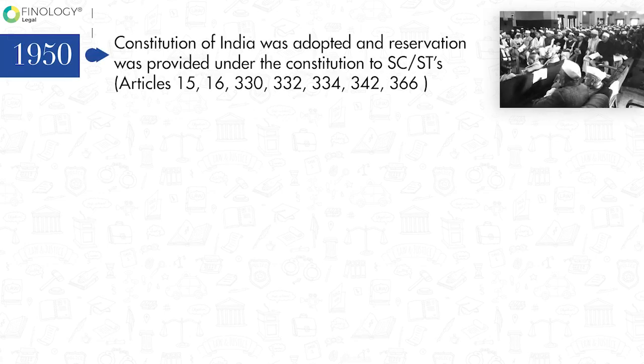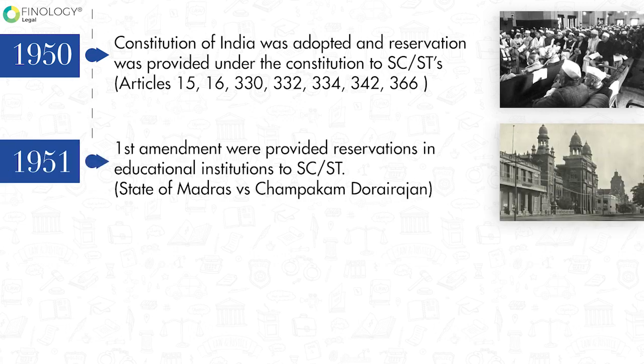Now, to support my contentions, let's start with the timeline of how political parties have supported reservations in India. In 1950, the Constitution of India was adopted and reservation was provided under the Constitution to the scheduled castes and scheduled tribes, as mentioned under Articles 15, 16, 330, 332, 334, 342 and 366. In the subsequent year, 1951, the first major amendment was made to the Indian Constitution, which provided reservations in educational institutions to scheduled castes and scheduled tribes.